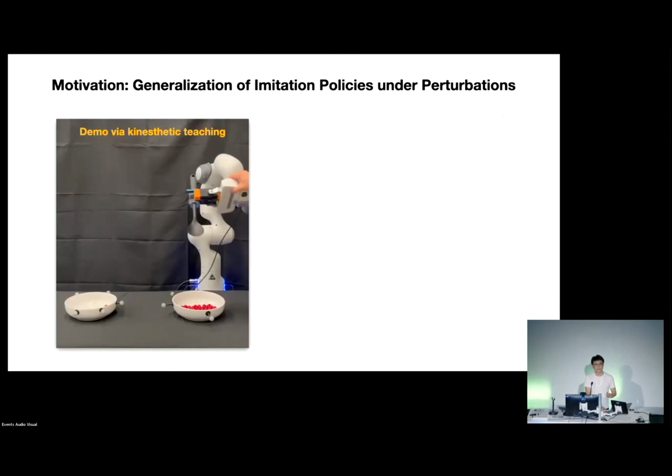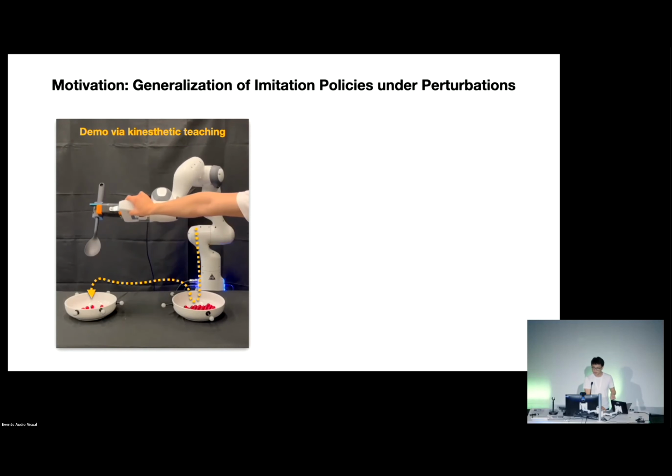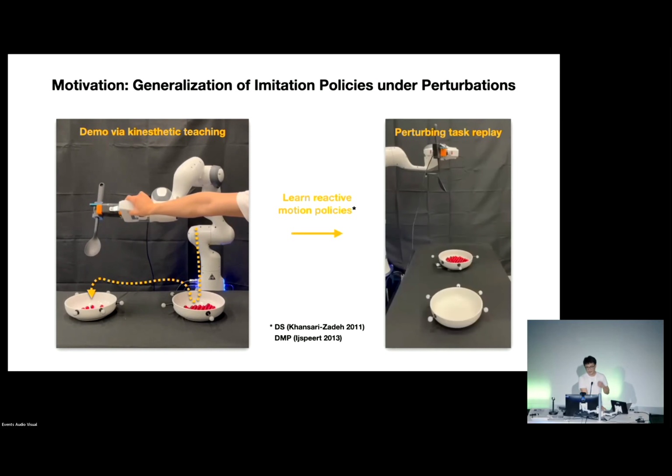So we've seen a lot of work in this conference that focus on generalization to different tasks or different objects. Here, we study the generalization to out of distribution states for imitation learning, especially when there are a lot of perturbations. Consider the task of scooping. Given a single demonstration, we want to be able to learn reactive motion policies, such that given a perturbation, the robot is able to react at a motion level.